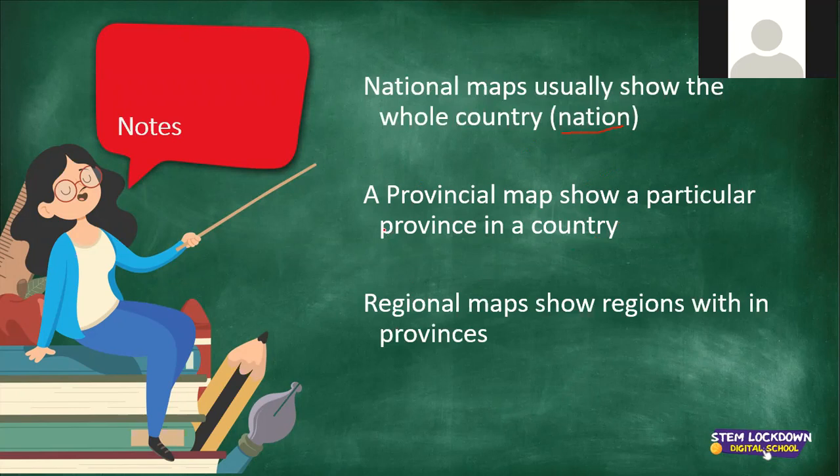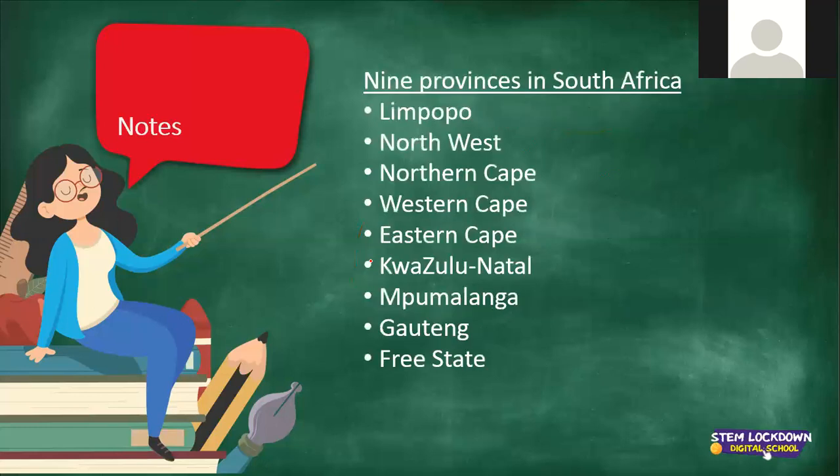Sometimes you also look at regional maps. A regional map basically shows a region within a province. Like it will show part of Gauteng, maybe part of KZN, maybe a particular district or municipality. In South Africa, there are 9 provinces. It's good for you to know these provinces, but I'm sure most of you should know all of these provinces off by heart.